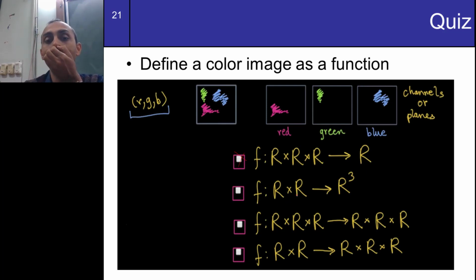So the range will have what? The domain will have what? x comma y. Whether it is a color image or grayscale image, x and y are only two dimensions. So we'll have R cross R here, and there are three values in the range. So this seems to be correct.